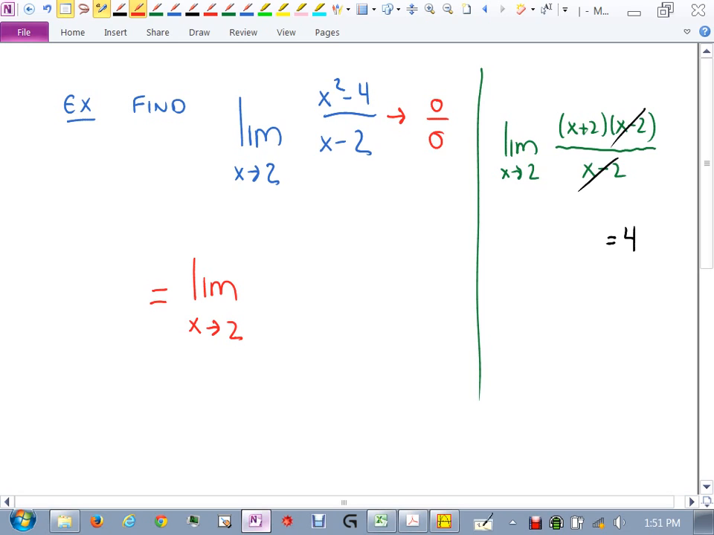What's the derivative of the top? 2x. What's the derivative of the bottom? 1. Now plug in 2. And what do you get? 4. Okay. Do you all see that rule? Do you see how I applied that? Now, I used L'Hopital's rule from here to here, didn't I? So we have to let people know that we use the rule.